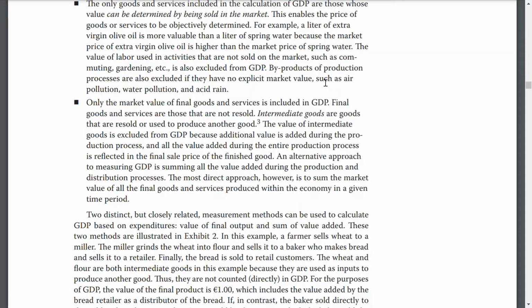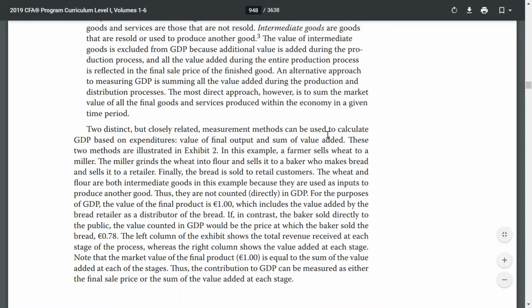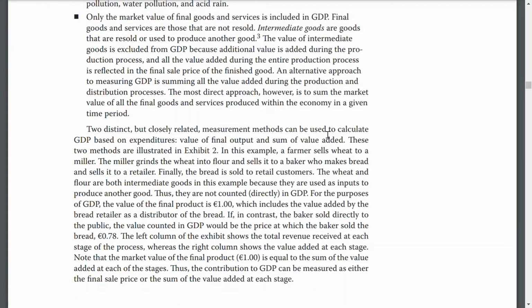Only the market value of final goods and services is included in the GDP. Final goods and services are those which are not resold or intermediate goods, that is, goods that are resold or used to produce another good. The value of intermediate goods is excluded from GDP because additional value is added during the production process, and all the value added during the entire production process is reflected in the final sell price of the finished good. An alternative approach to measuring GDP is summing all the value added during the production and distribution process. The most direct approach, however, is to sum the market value of all the final goods and services produced within the economy in a given time period.